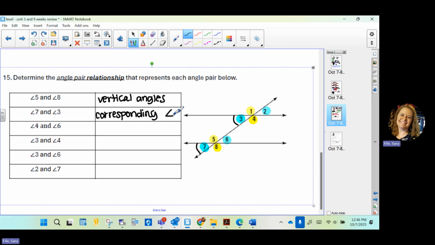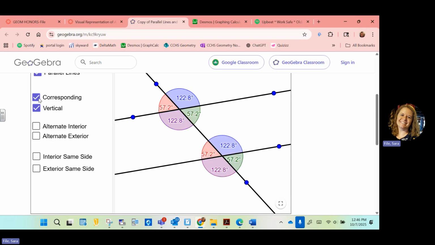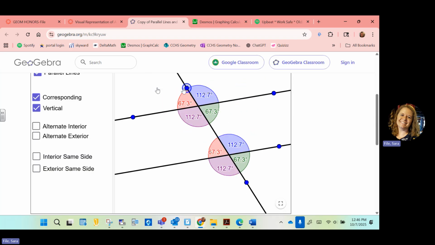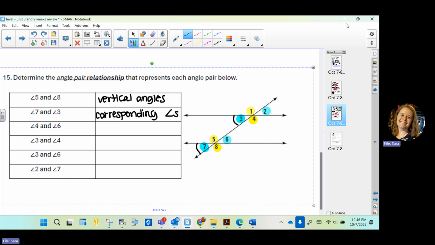And I'm going to abbreviate angles because I'm running out of room. Now again, if you go to that website, if I click on corresponding, you can see red to red, blue to blue, green to green, purple to purple. And you can change the size of your angles and stuff. That doesn't matter. It's the location, top left to top left, bottom left to bottom left, etc. Those are corresponding angles. And I'm going to add over here, I know it didn't ask it, that vertical angles are congruent, corresponding angles are congruent.